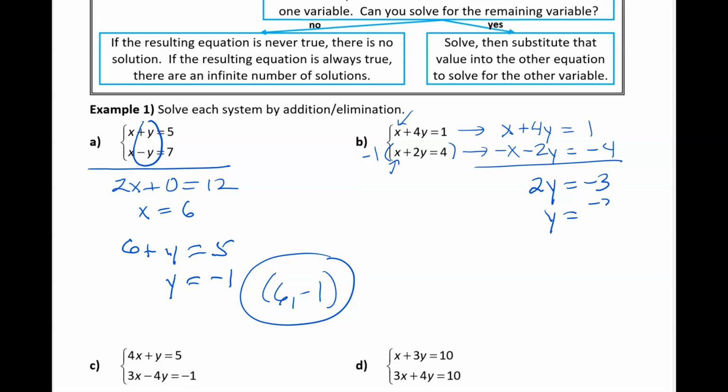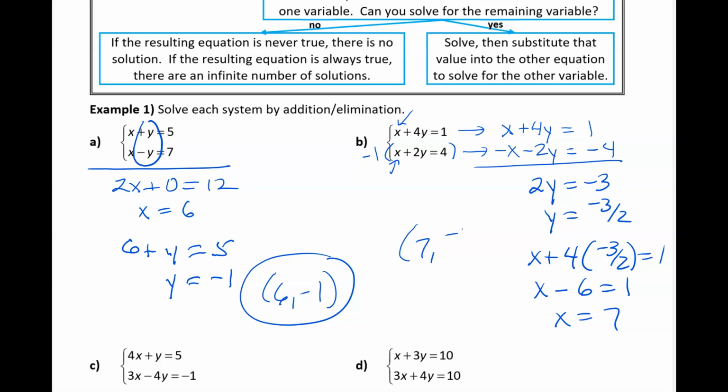So our y value is -3/2. Now substitute into either one of the first two equations. So x plus 4 times the y value is equal to 1. That's going to give us x minus 6 is equal to 1. And so x must be 7. So 7 is the x value and -3/2 is the y value.